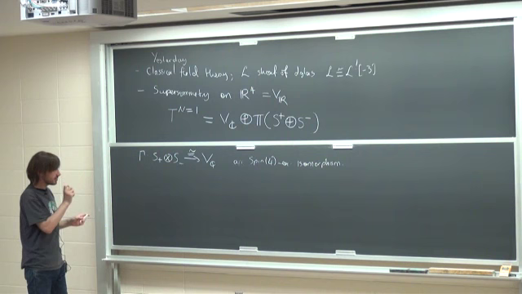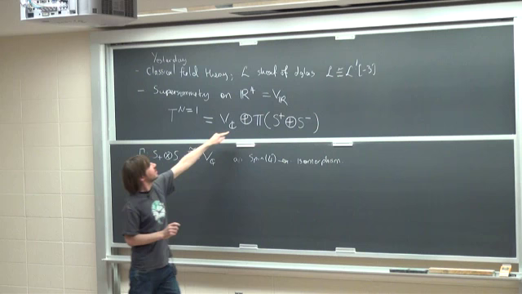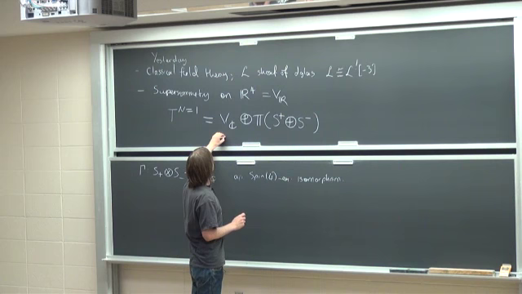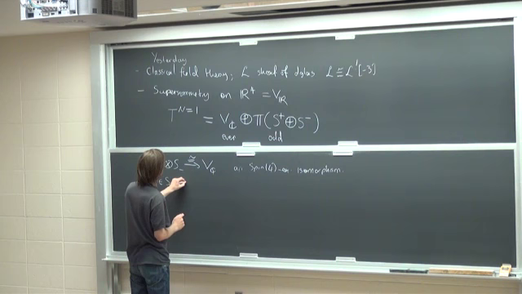The double bar on the T means the tensor algebra. Where is the shape? The shape is the parity change. So these are odd. And then the Lie bracket is given by the commutator.